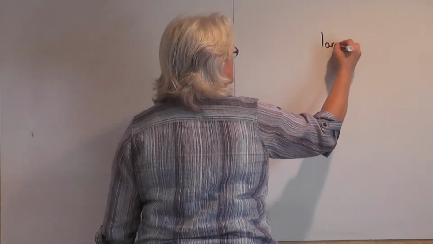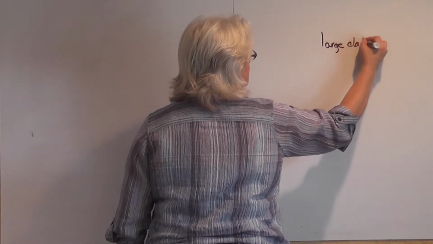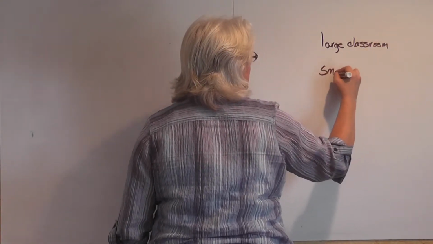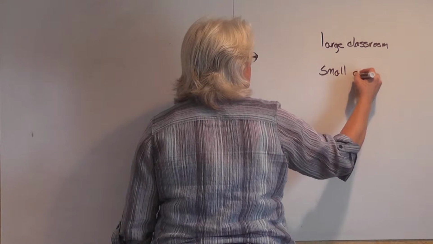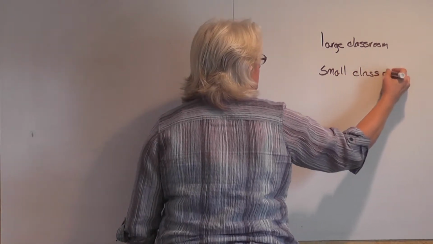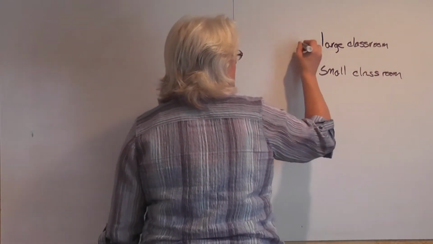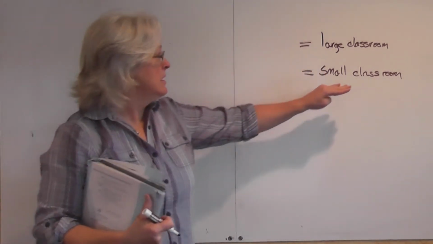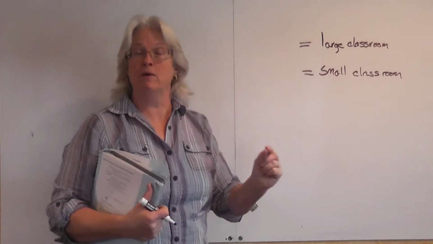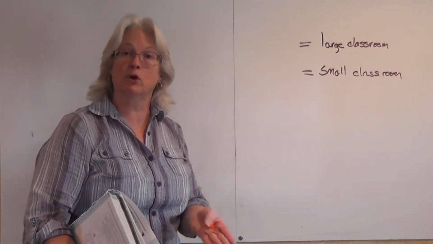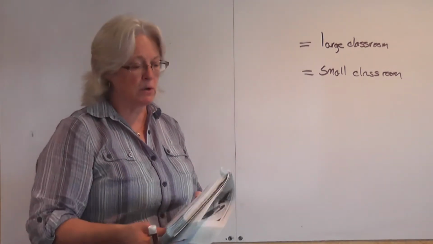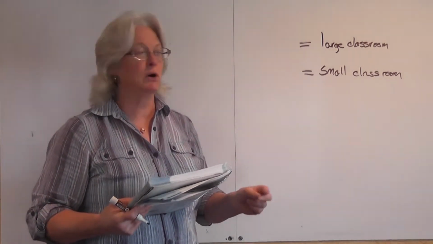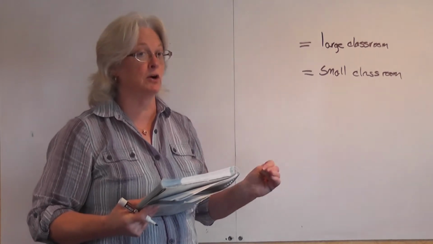We have the large classroom. We have the small classroom. And we want to be able to express both of these unknowns, one of them in terms of the other. So let's look back at our material and see what it tells us. It says a small classroom holds 12 fewer students than the large one.